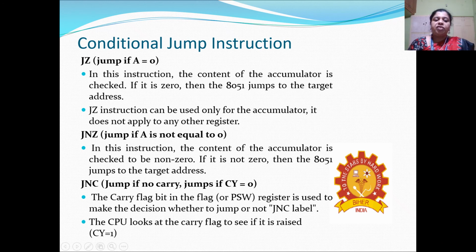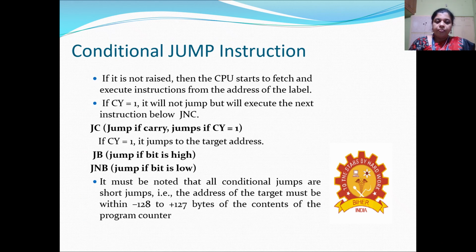So what we have seen: jump on 0, no 0, and jump on no carry, and jump on carry, and jump on no bit, that is, jump if bit is low. And in this particular instruction, the address of the target must be within -128 to +127 bytes of the contents of the program counter.